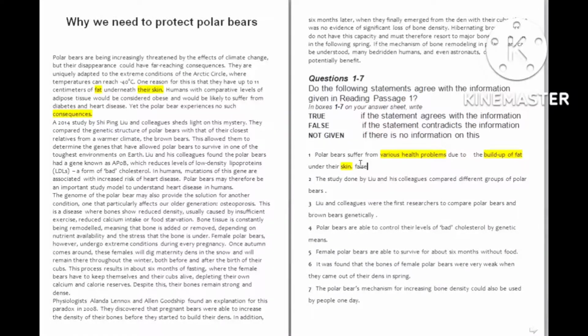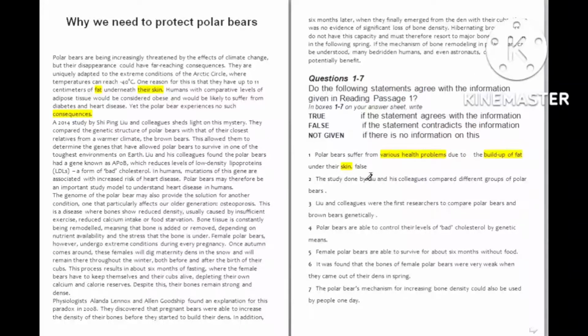We write the spelling FALSE, false, because if we write only F, it would be considered wrong and they would not give marks. So we read the next question, number 2, and we also underline the keywords.